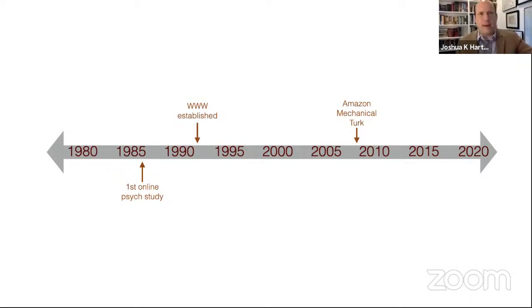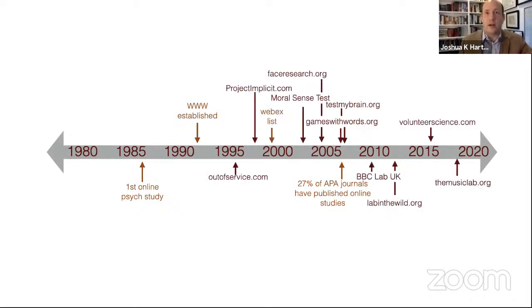In fact, basically as long as the web has been around, there's been quite a lot of research online by psychologists specifically. But again, before Amazon Mechanical Turk existed, over a quarter of APA journals had published online studies. Most of this was done on websites, online laboratories that researchers created specifically for the purpose of running online experiments. So here's a bunch of the more prominent ones when they were established.